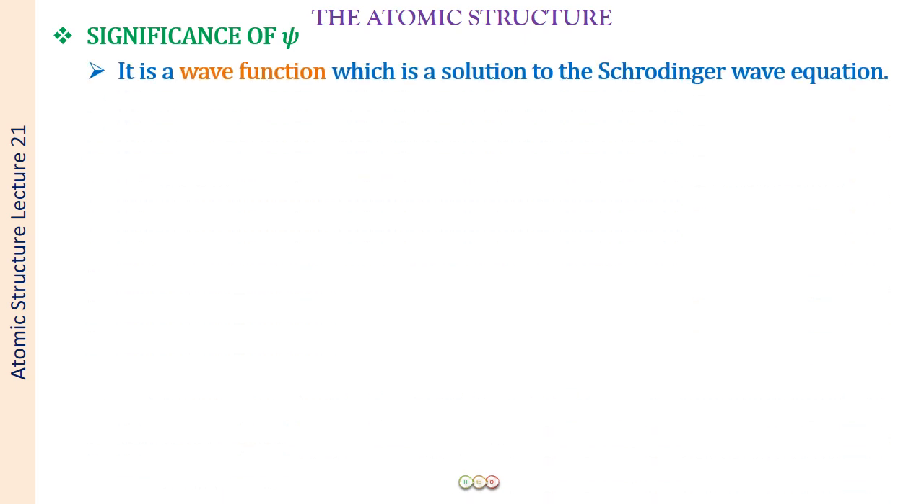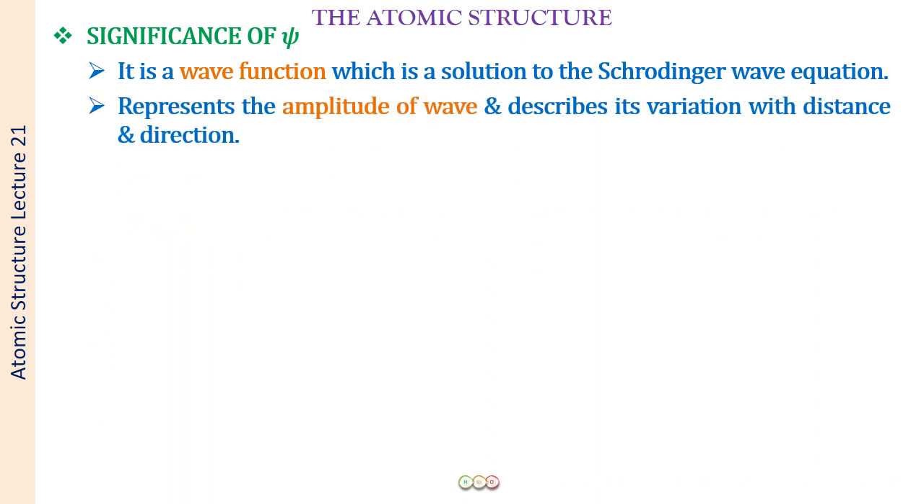So what is the significance of this psi? This is a wave function which is a solution to the Schrodinger wave equation. Putting the values of psi, we are going to get certain results which give us a wave, right? And this represents the amplitude of the wave. So if we put the results and form a wave, with respect to distance and direction, we are going to get the amplitude of the wave. Okay, I hope this is clear.